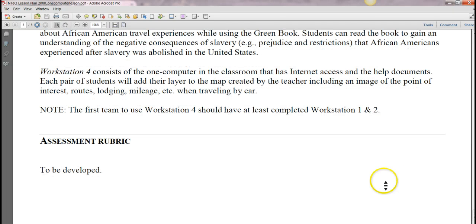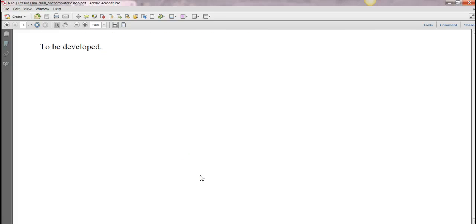And the assessment rubric. In this example, it is not developed, but in yours it should be. And generally it is. This is just an example, and so the rubric was not included.